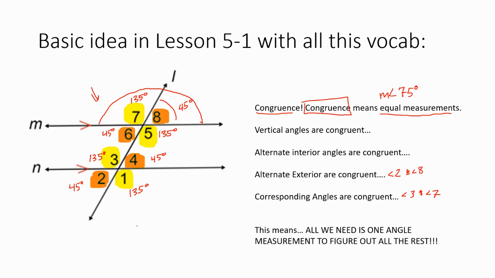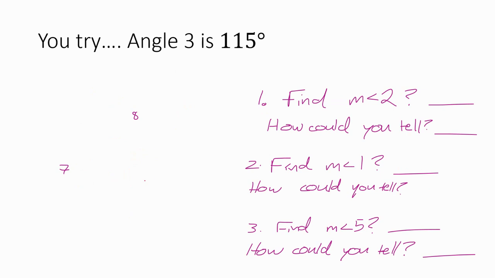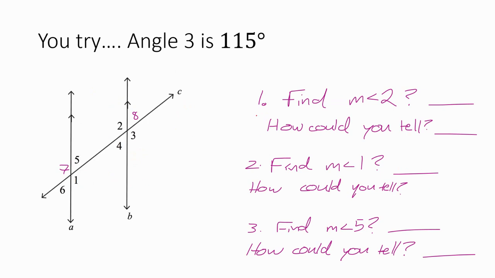And now it's time to test that. This was our second goal of the lesson. So first, if angle 3 is 115 degrees, I'm going to fill that in for you. That's this one right here, 115 degrees. Find the measurement of angle 2. How could you tell? Angle 2 is also 115 degrees, and you should be able to tell because they are vertical angles. And we know that that is one of the kind of partners that are congruent.